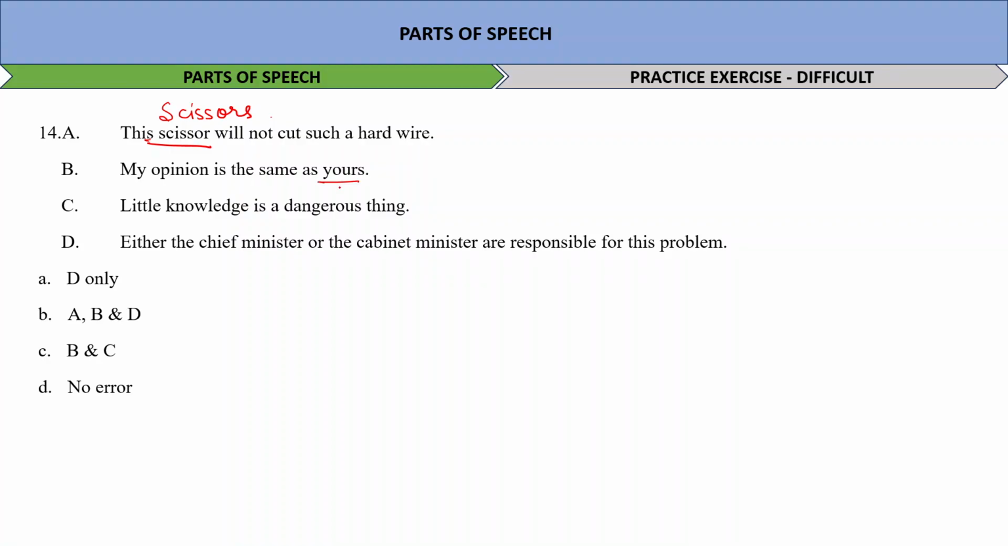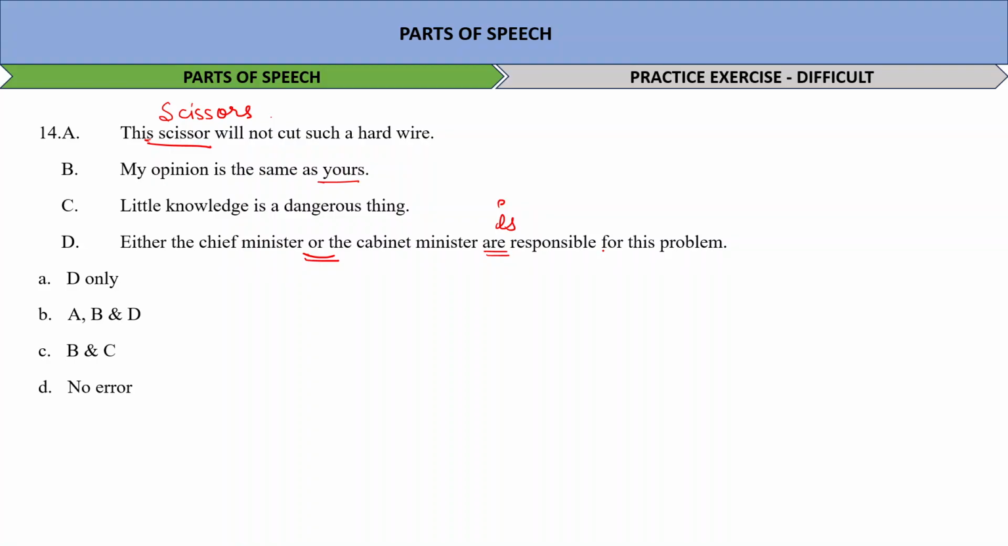Now in the next sentence, sentence number D, either the chief minister or the cabinet minister is, any one of them is responsible for this problem. So in question number 14, I can see errors in sentence number A, sentence number B, and definitely sentence number D. So we'll go with option number B.